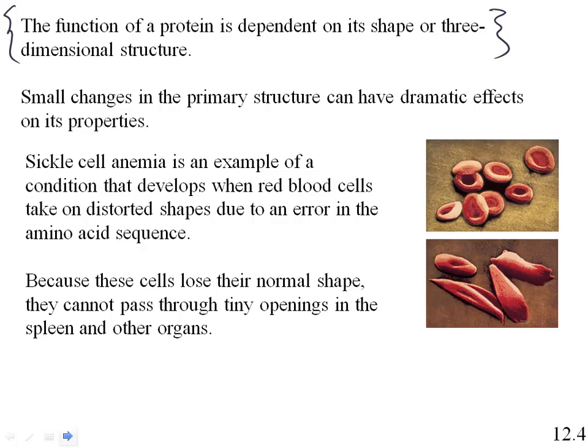So the example that they give in the book is sickle cell anemia. Normally our red blood cells are round, but due to amino sequence errors we get these elongated blood cells, and we call this sickle cell. And because they have these abnormal shapes, they can't pass through the tiny openings of the spleen. They start to clot together.